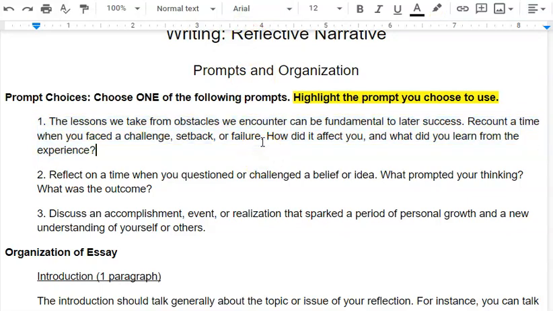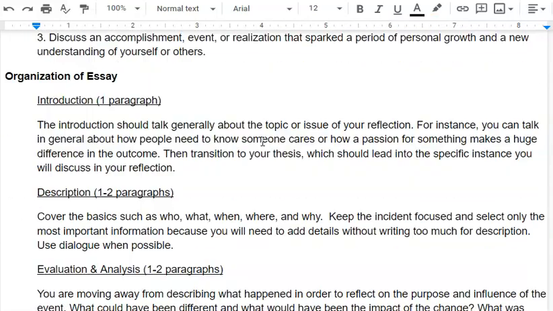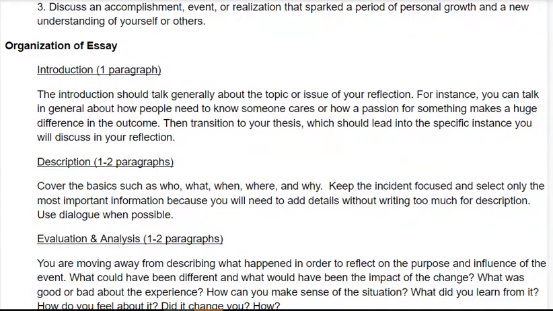All right, so let's look at the organization of the essay, because I want to make sure that you're getting the organization of what you're going to be doing. So the introduction is one paragraph, and it should talk generally about the topic or issue of your reflection. So you're not actually going to start telling me about that time. You're not going to tell me the story yet. You're just going to be reflecting about the topic or the issue of your reflection.